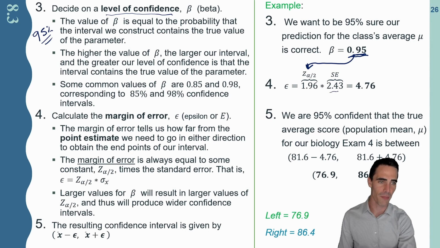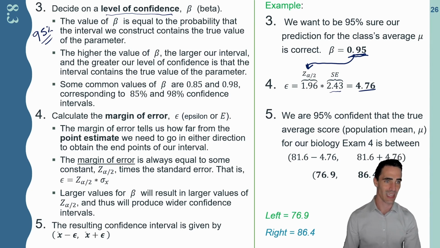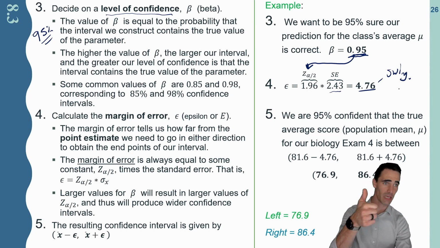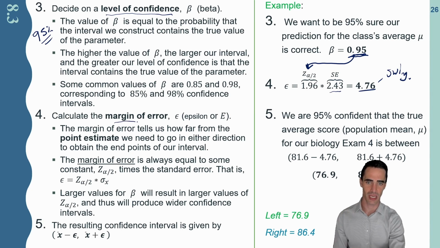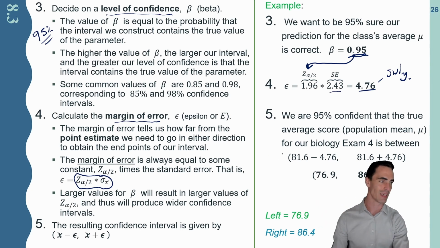I then need to multiply that by my standard error, or my standard deviation for the sample means, and look at that, I get 4.76. This is my swing. So I calculated my point estimate, my best guess. I now have my swing, my margin of error, which again is just a product of these two terms, my critical value and my standard error. But once I have this, now it's off to the races. We can generate that confidence interval.